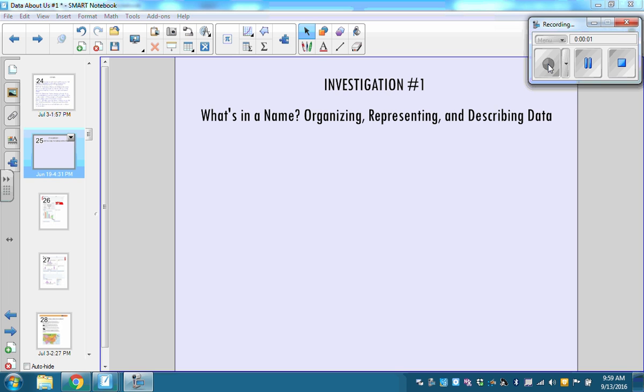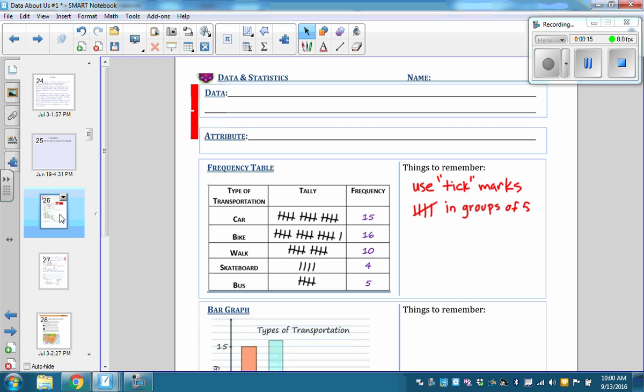Day in the new book, Data and Statistics, Data About Us. Our first investigation was titled, What's in a Name? Organizing, Representing, and Describing Data. In order to help you with that process, I passed out the note catcher that you see in front of you.